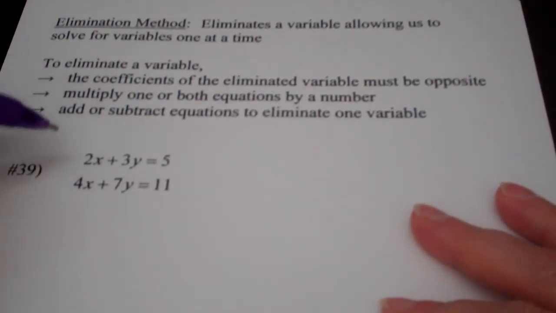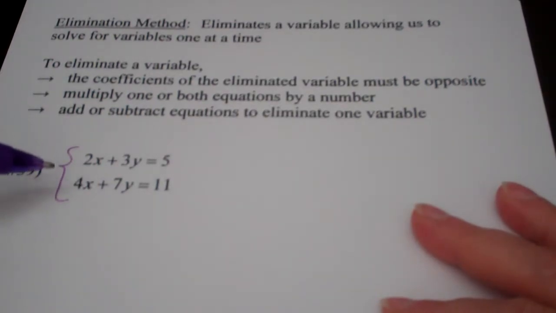Okay, so here's number 39. We have two equations, 2x plus 3y equals 5, and 4x plus 7y equals 11. Which variable looks the simplest to eliminate? If we look at the coefficients for y and x, the coefficients for x are close in the sense that we could very easily multiply the top equation by 2 and get these to both be equal and opposite, or negative 2, I guess.